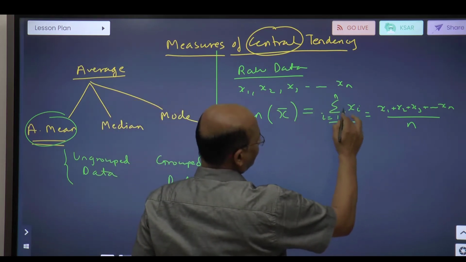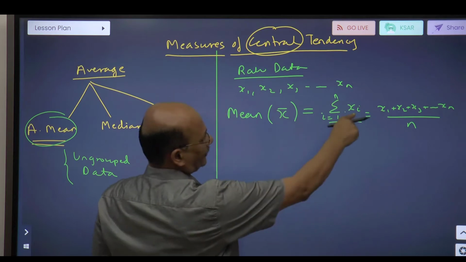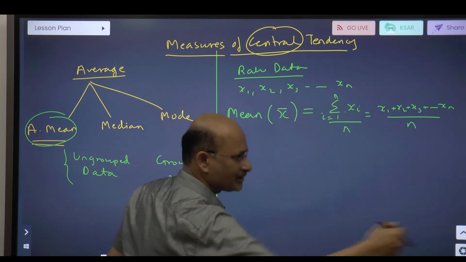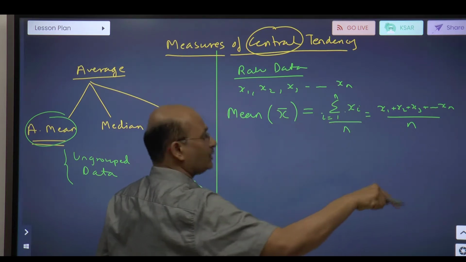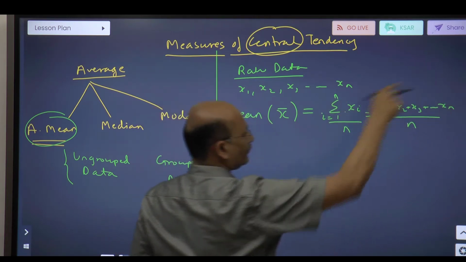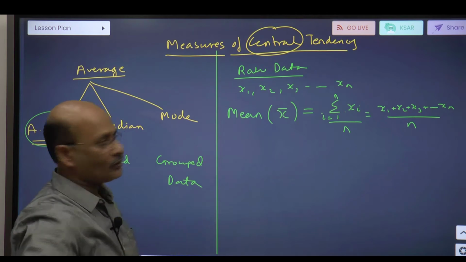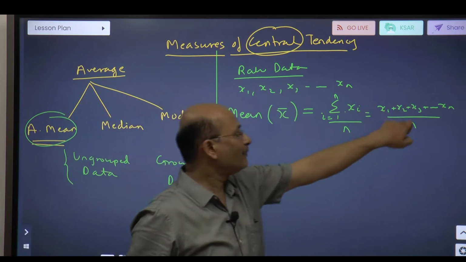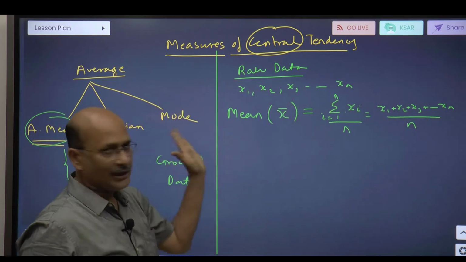Xi, so it is the sum of all x suffixes, x1, x2, x3, x4. What does that suffix stand for? 1 to n. So when I say 1 to n, I mean 1, 2, 3, 4 up to n items. The sum of n items upon the number of items for raw data is given in this form.